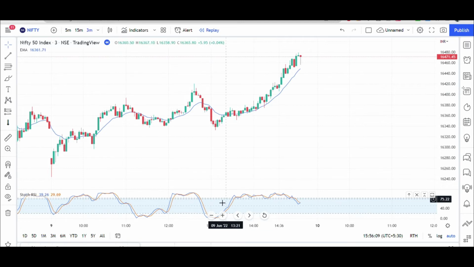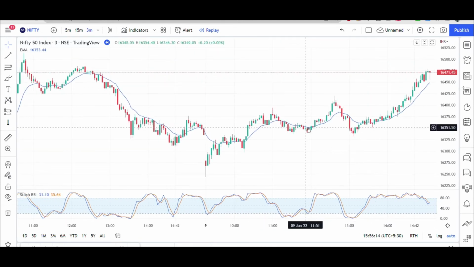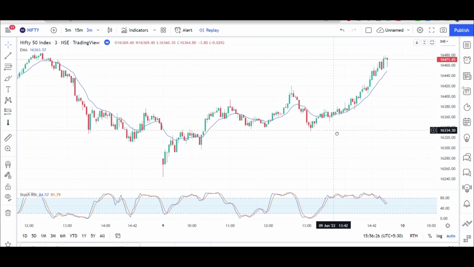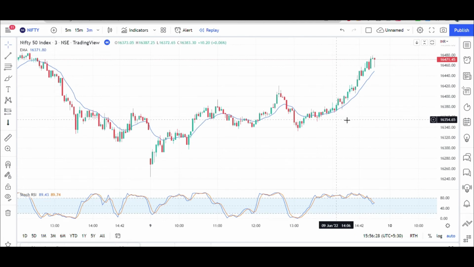On this stochastic, here is the signal. We get a perfect trade. Sometimes you are also getting the trade earlier. But here, what will happen is that you will not be able to take big quantities because you are going to trade in the money, so the premium will be a bit higher. That's why I'm taking the time to go only after 2 p.m.